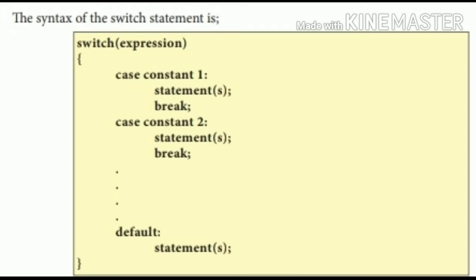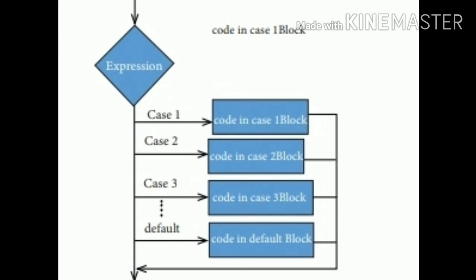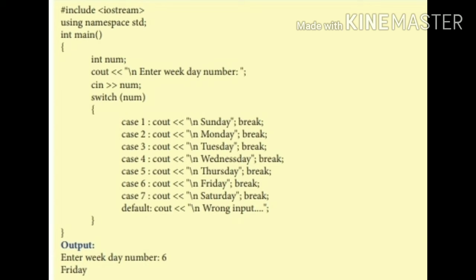This is the flowchart of the switch case statement. First check the condition. If the condition is satisfied, the statements of whichever case matches are executed. For example, in this program the num value is taken from the user. Here different cases are used, totally 7 cases. If the num value is 1, case 1 is executed because the constant value is 1. If the given value is 4, case 4 is executed, that is the output is Wednesday.